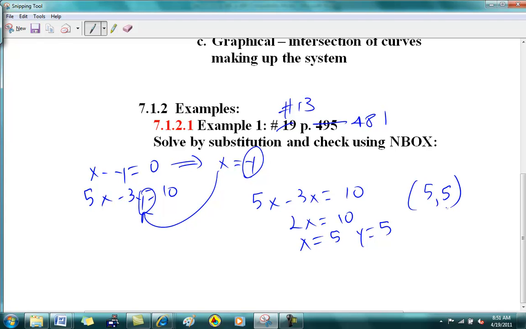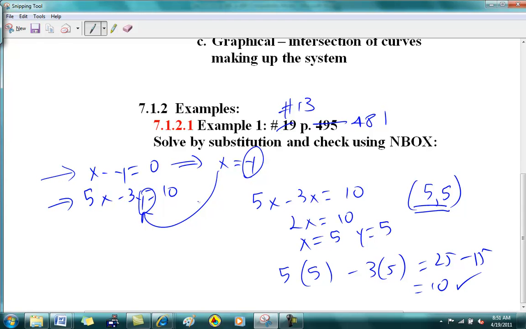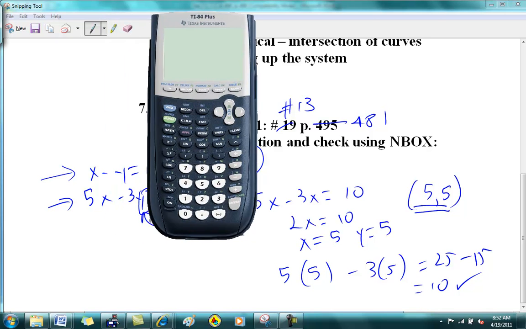Well, it's really smart to check this and make sure it's working. So let's take 5, 5 and put it in this equation. It's fairly obvious that the answer is 0 on that one. Let's do it on the other one. So I get 5 times 5 minus 3 times 5. That's 25 minus 15, which is equal to 10, which is equal to the right-hand side. So that's great, it works out okay there. And then the question wants you to check this on a graphing calculator. So let's go do that.